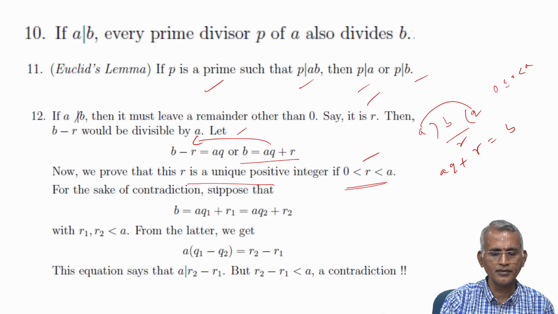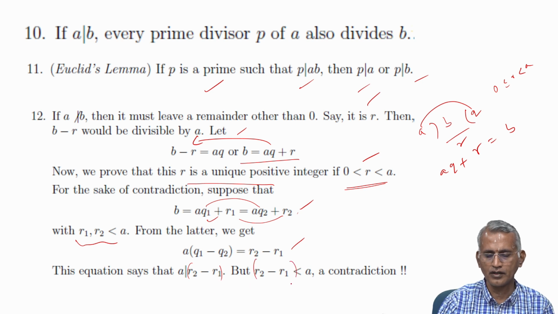For the sake of contradiction, suppose that we have two representations AQ1 plus R1 equal to AQ2 plus R2, with R1 and R2 less than A. Then we subtract them. Therefore, A(Q1 minus Q2) equals R2 minus R1, and this implies A divides R2 minus R1. But R2 minus R1 is less than A, which is a contradiction. So there is only one unique way we can express B equal to AQ plus R.